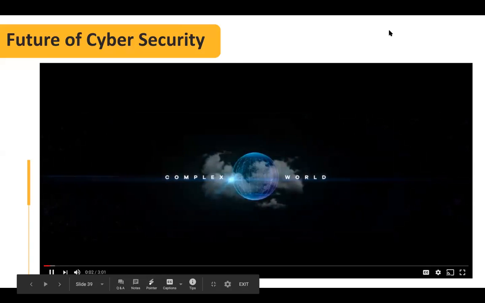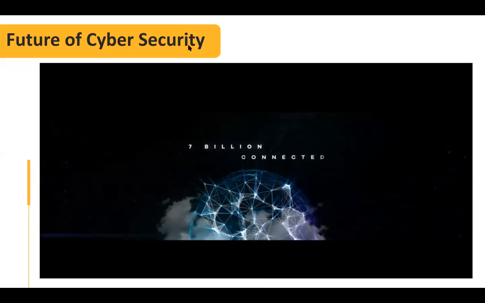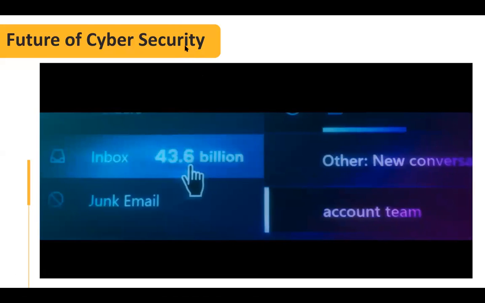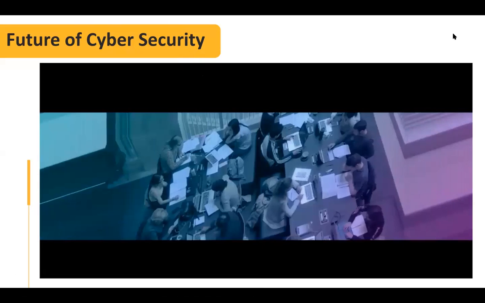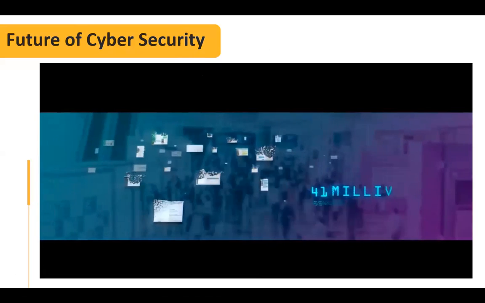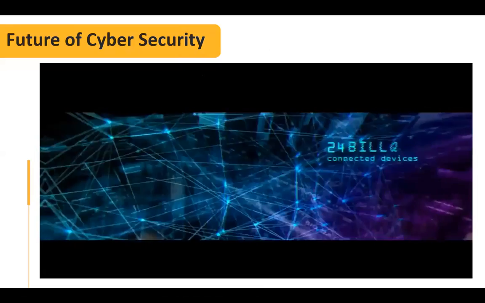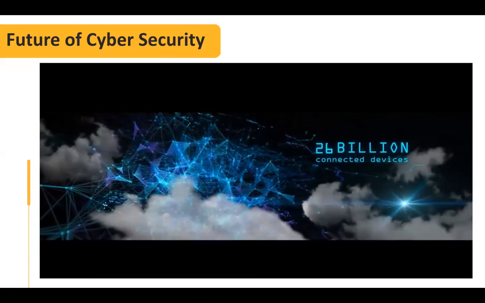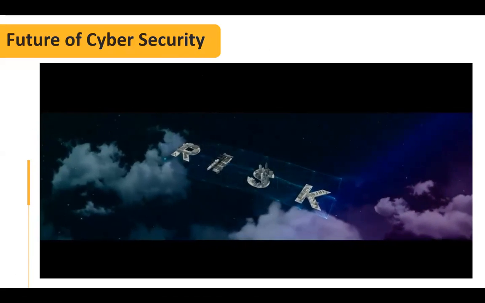We live in the most complex world. 7 billion people connected like never before. We receive and send 128.8 billion business emails daily. Look at the people around you. We send over 41 million mobile messages a minute. Our devices are connected, over 26 billion of them. When everything is connected, everything is at risk.